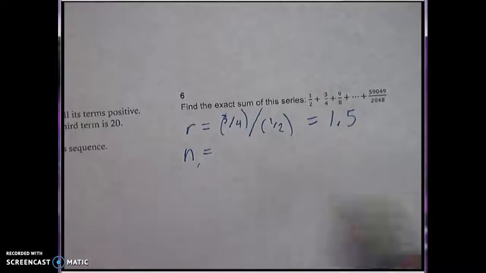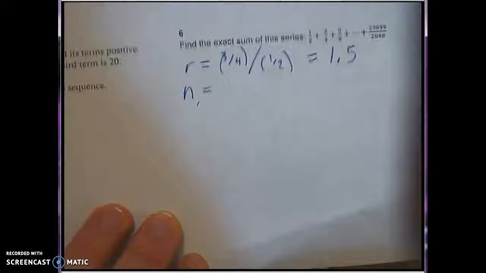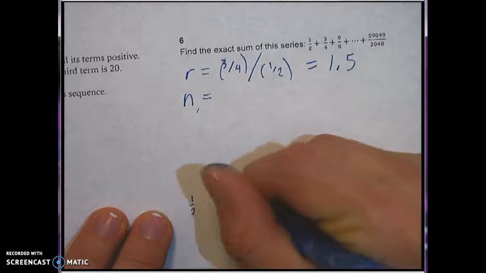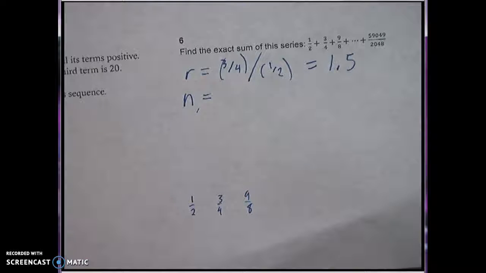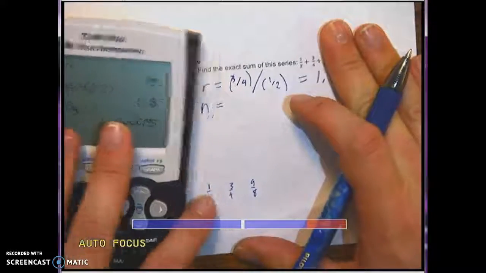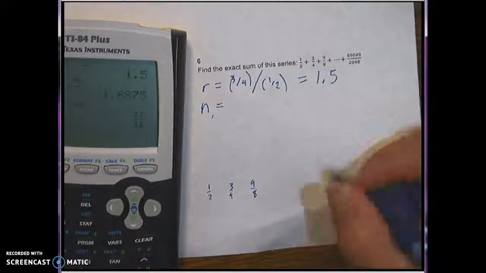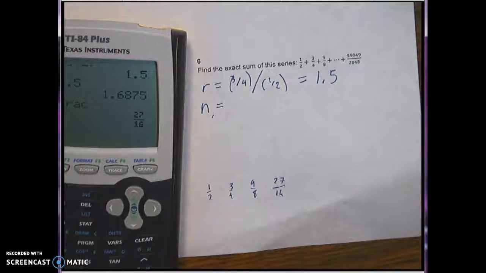And what I recommend we do to figure out n is we just list out all these terms. I'm going to do that down here. So the first term we know is 1/2, 3/4, 9/8. To get the next one, I'm going to do 9/8 times 1.5. Now I want to keep it as a fraction. So as I'm going through here, I'm just going to convert these all into fractions. I'm going to do math, enter, enter. I'm going to make it 27 over 16. Multiply that by 1.5. Math, enter, enter.